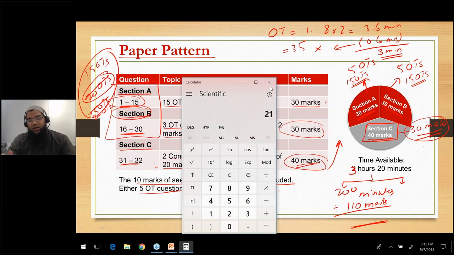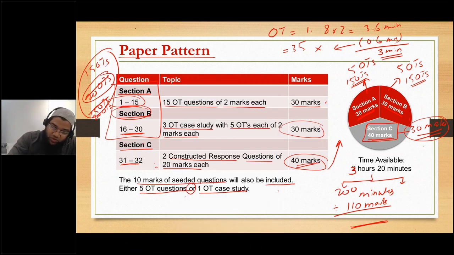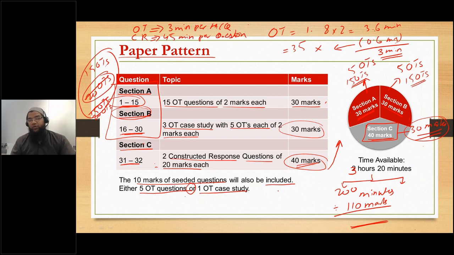So again 10 for one CR question and 10 for the other CR question. And the normal time available will be 1.8 into 20. So 36 plus 10 will give you 46 minutes. So in OT questions, we are going to apply 3 minutes per MCQ. And for the CR questions, we are going to apply 45 minutes approximately per question. So this is the division of the time that we are going to apply in the exam. 3 minutes per MCQ and 45 minutes per CR question.